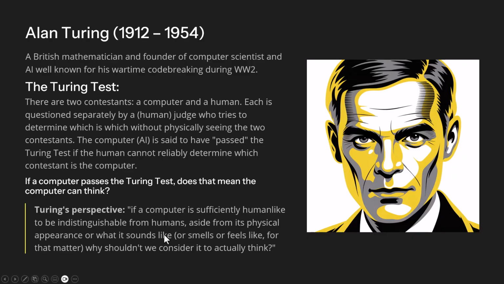Well, here is what Alan Turing had to say about that. His perspective, this is a quote: "If a computer is sufficiently human-like to be indistinguishable from humans, aside from its physical appearance or what it sounds like, or smells, or feels like, for that matter, why shouldn't we consider it to actually think?" And I guess you'd have to ask Alan Turing if he was alive today what he actually thinks about that in the current era. I think most people today would probably say that our modern AI tools are not actually thinking, they're not actually conscious, but I thought this was an interesting quote from Alan Turing.